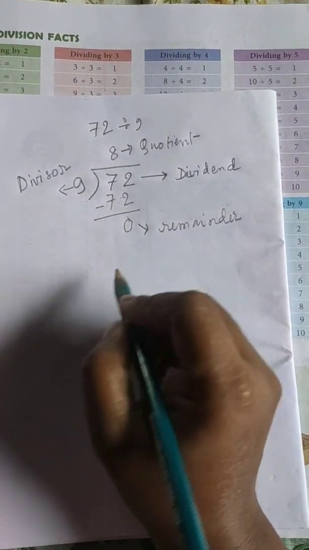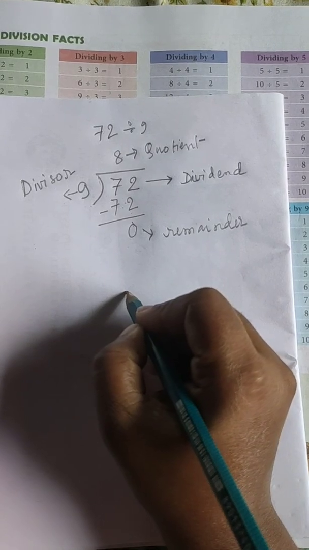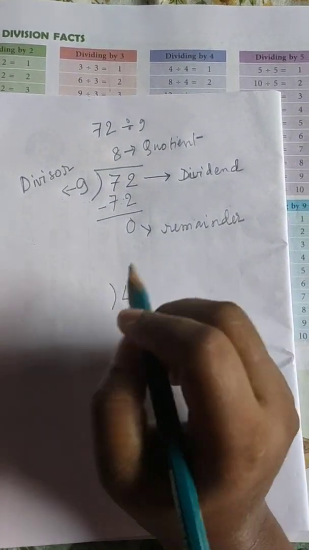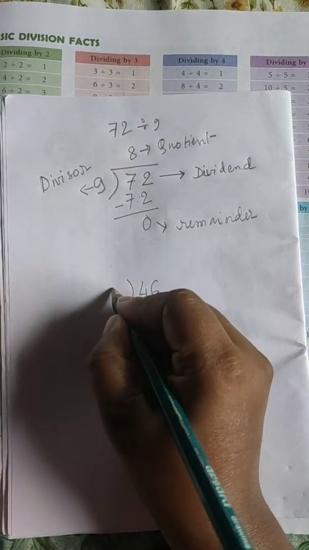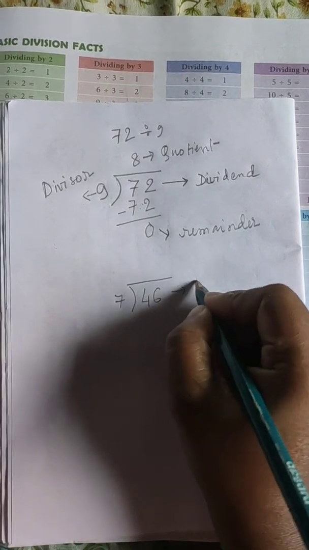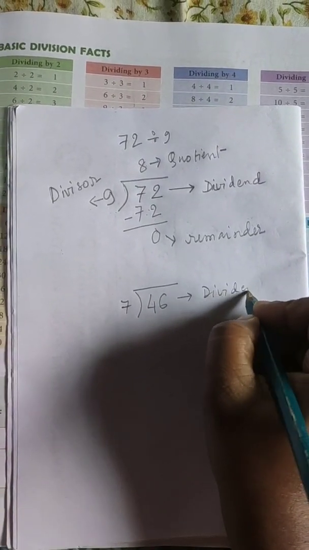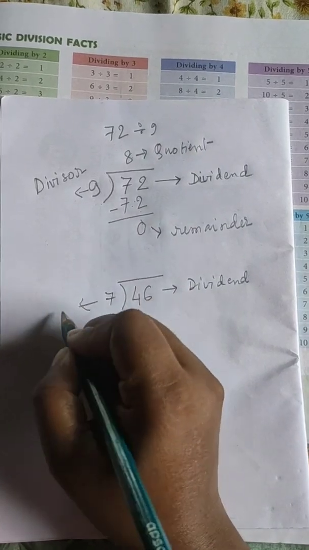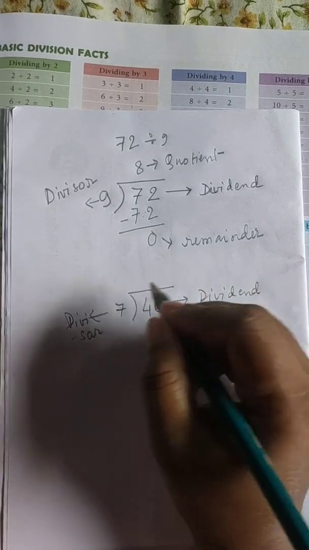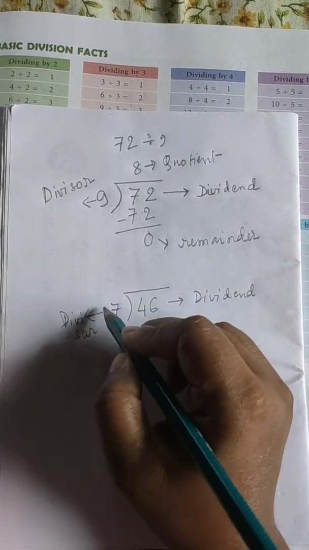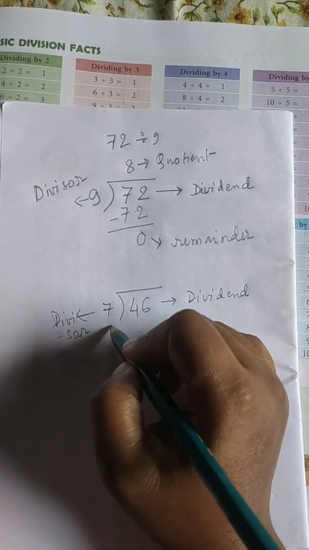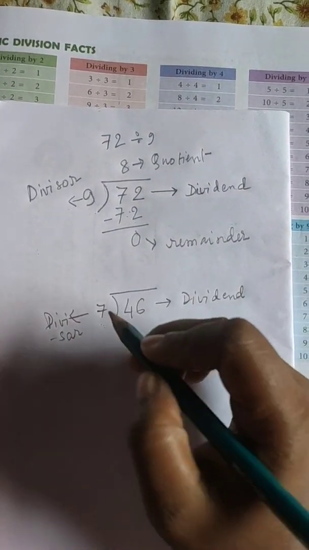Now we will take one more example, say 46. We will divide it by 7. So here 46 is the dividend, 7 is the divisor. What is the divisor here? 7. So we will start reading the multiplication table of 7. If you can do it directly, you can read.